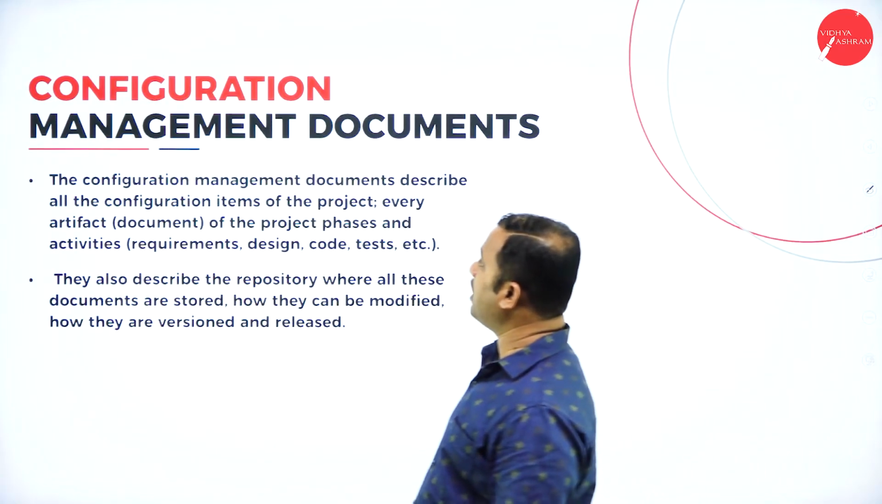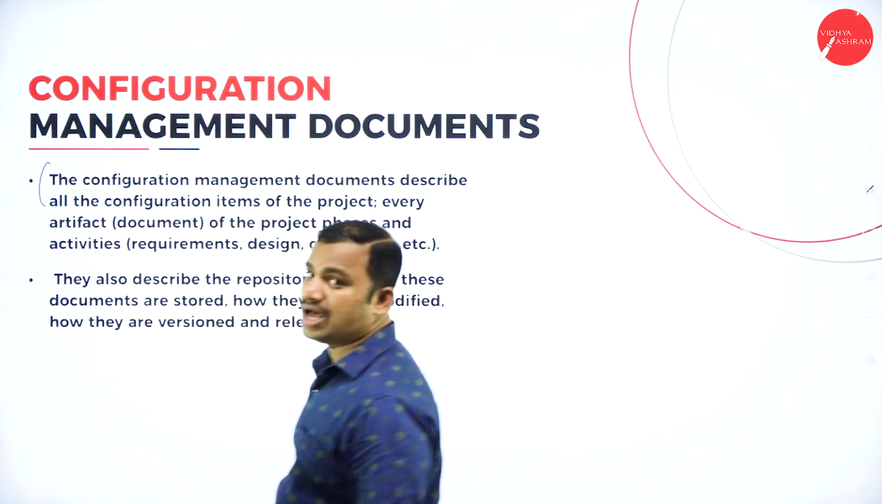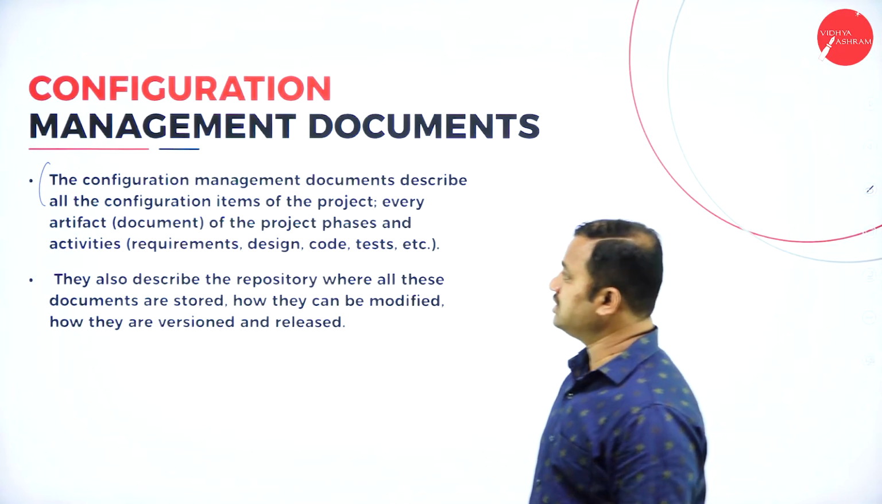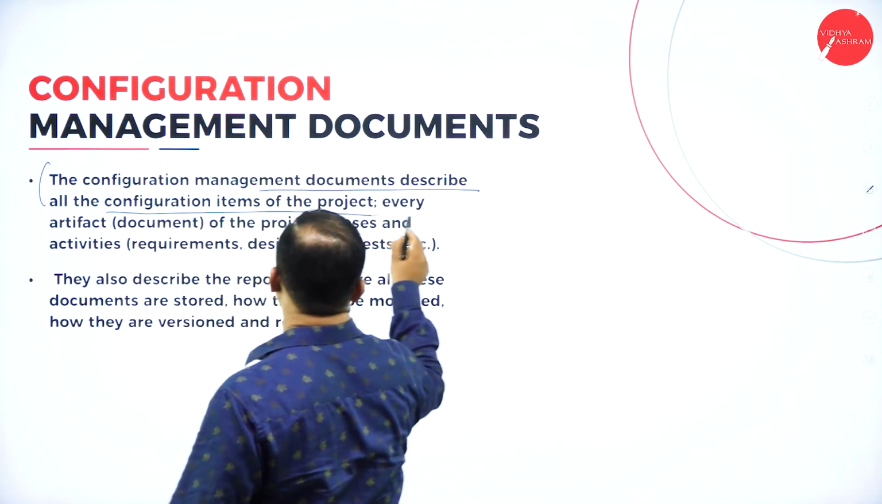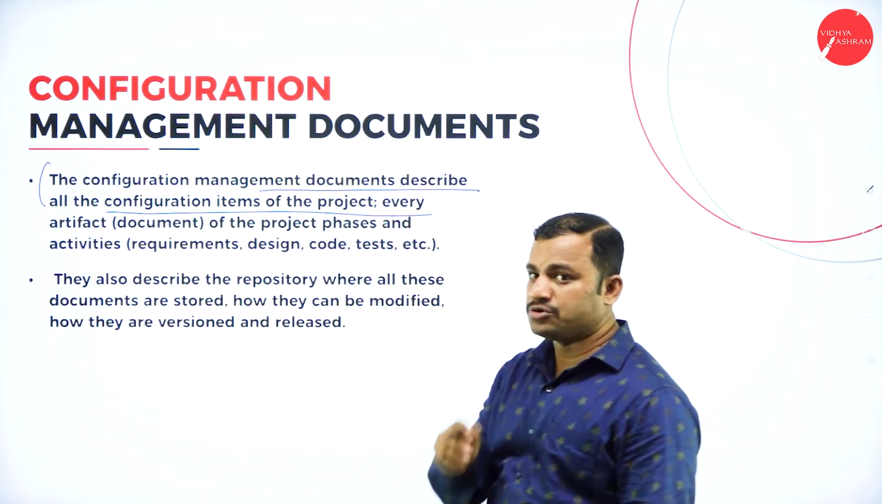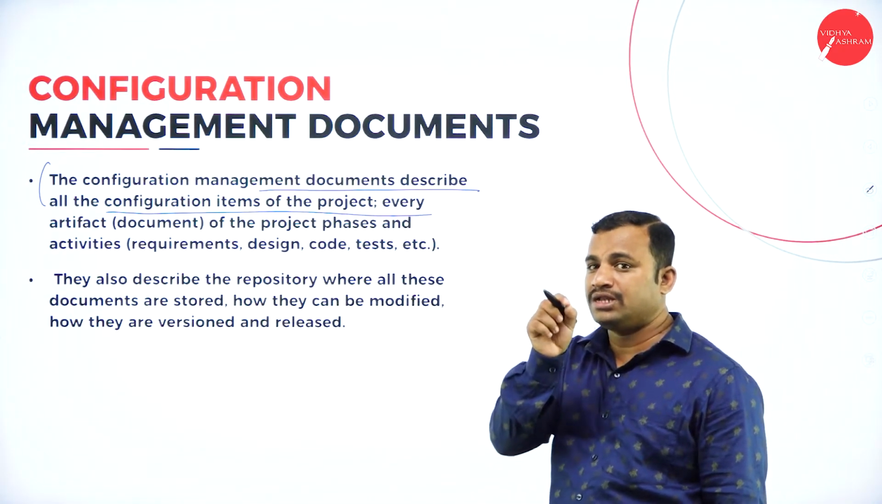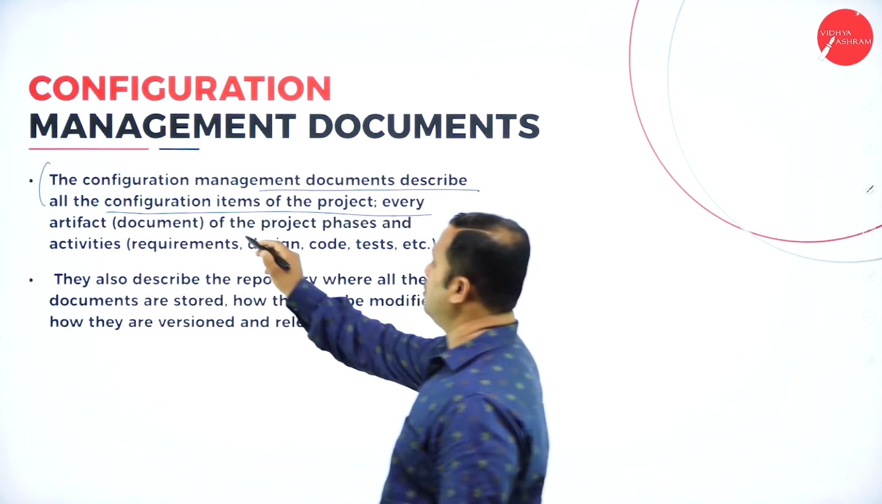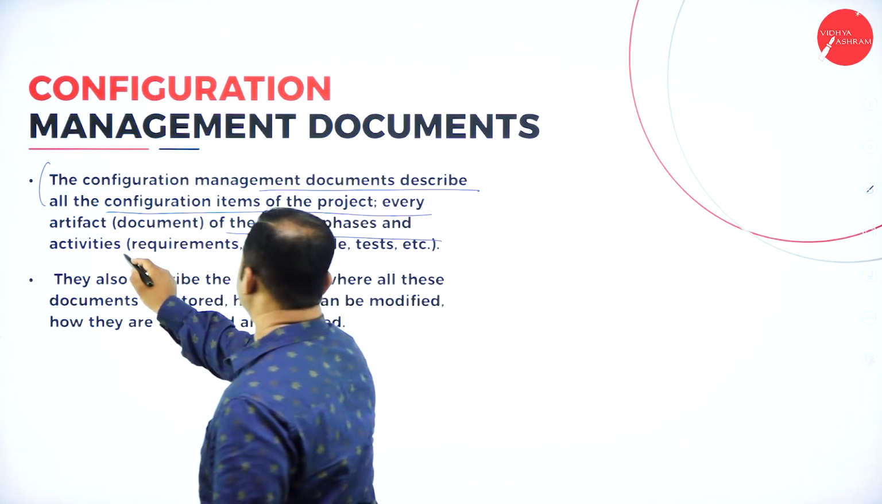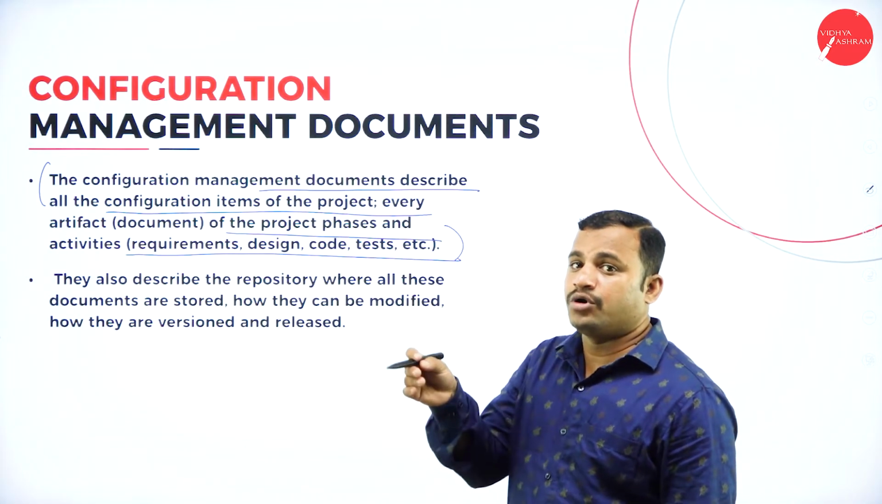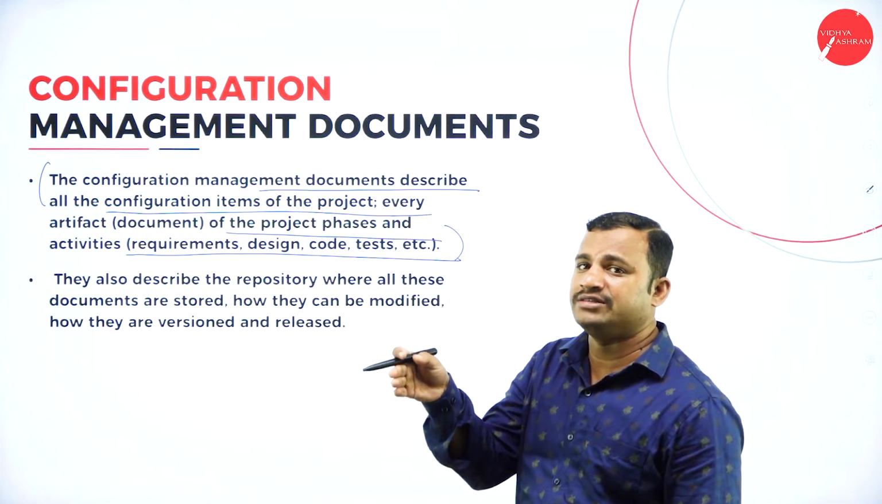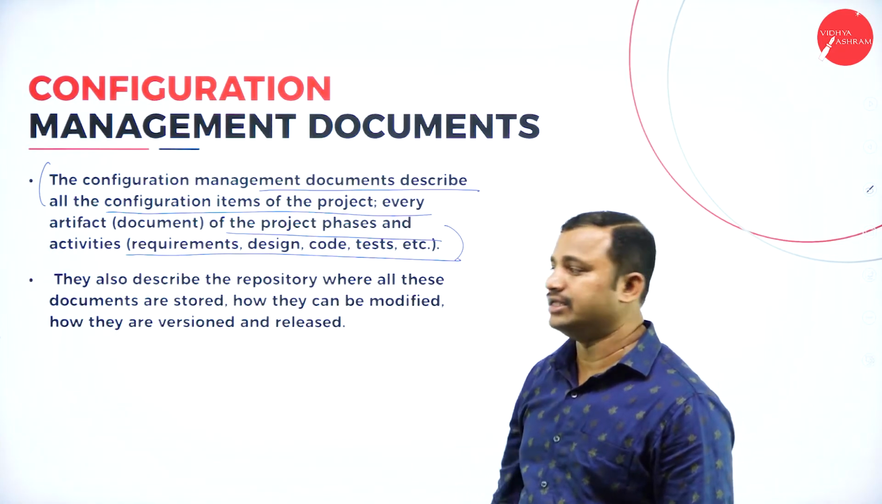Then configuration management document. This is the last type of management. In this case, the configuration management documents describe all configuration items of the project, every artifact. Suppose there is any mistake, that has to be clearly indicated in the project phases and activities: requirements, design, code, test, that is, the different phases of software development, and what artifact they have identified in that. Everything must be clearly indicated.